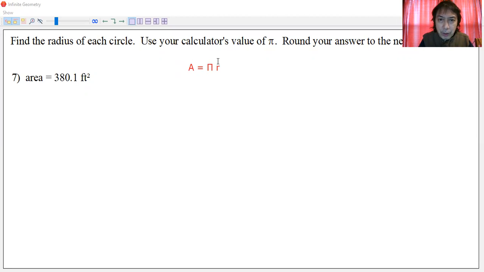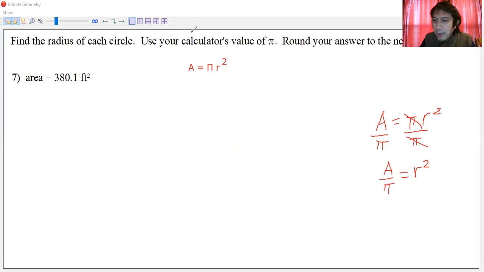We put a 2 here. There, okay? R squared. All right, let's derive the formula for r. Beginning from A is equal to pi r squared, we're after r. So we will divide both sides by pi. Like that. And so next will be area over pi is equal to r squared because this cancels out.